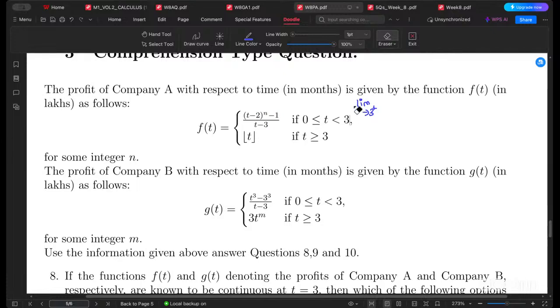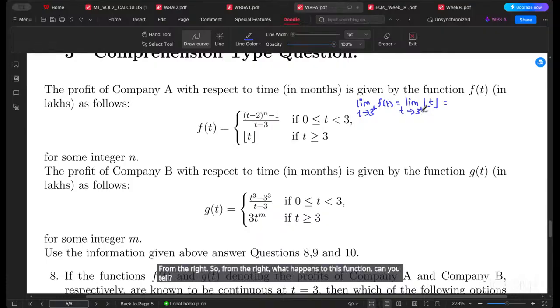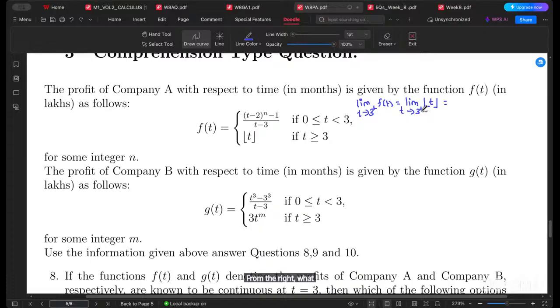Lower function of t. So f of t means we are looking at the limit as t goes to 3 from the right. From the right, what happens to this function? Can you tell? It always stays 3. It will become 3, right?